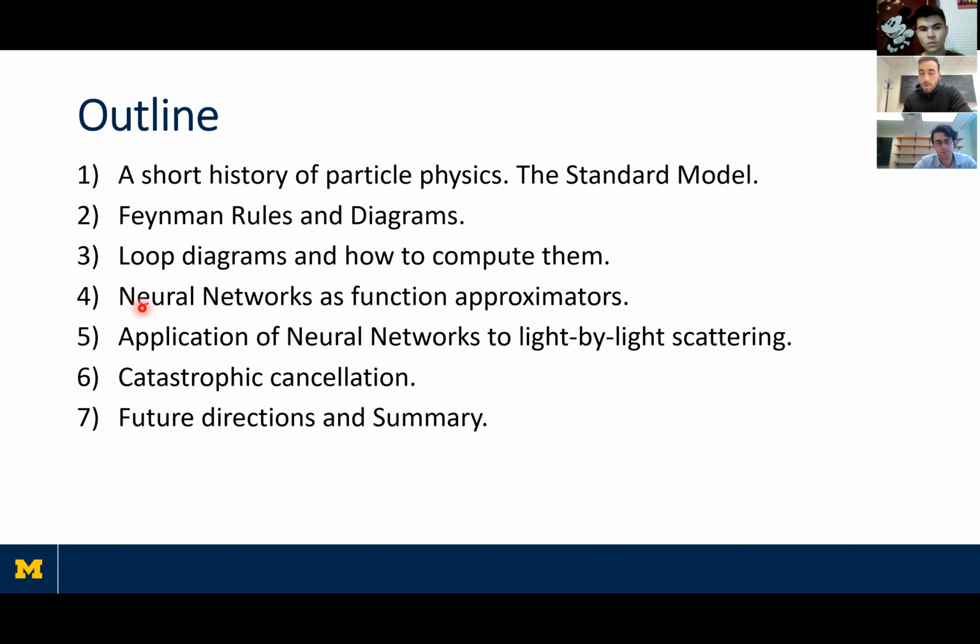Then I'll introduce neural networks and why we're going to use them as function approximators. Then I'll show an application of neural networks to the example of light by light scattering. And then I'll talk about catastrophic cancellation as a barrier to our current method. Then I'll just point out some future directions and I'll summarize the talk.